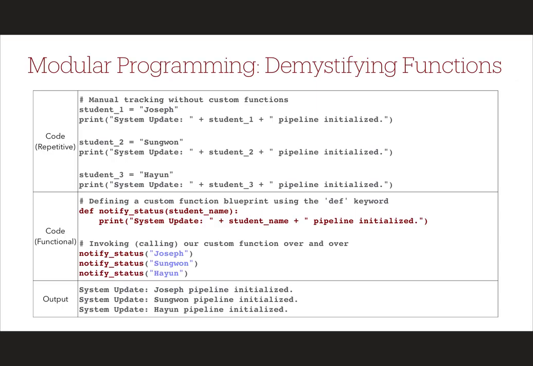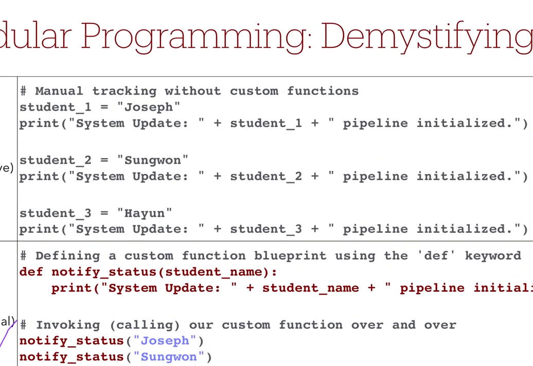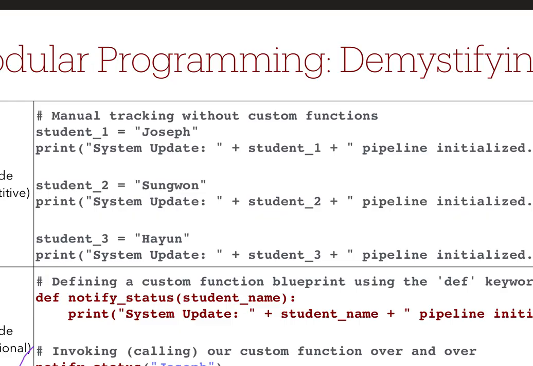So for example, suppose that I want to print several statements, say system update, and I want to print the name of a student like Joseph, and then some statement. And then for some other student, I want to print something as well. And then for another student, say Hyan, I want to print something for her. So for each student, I'm printing some statements.